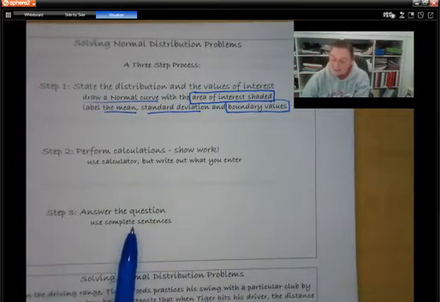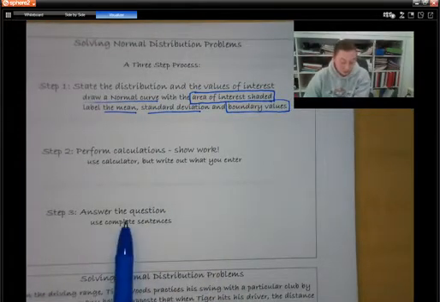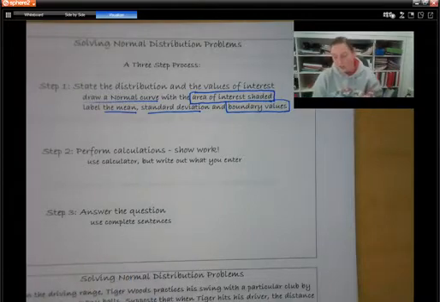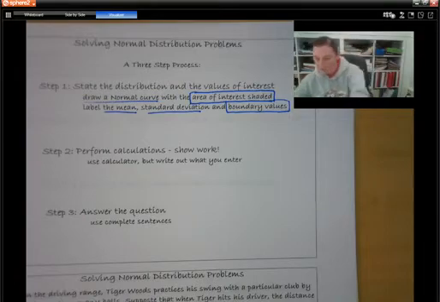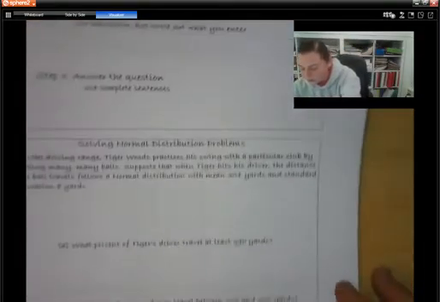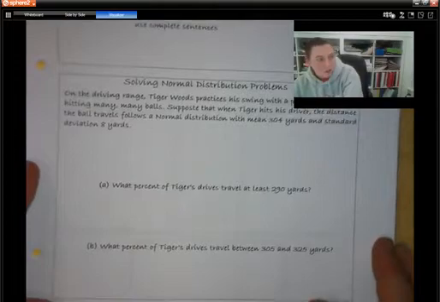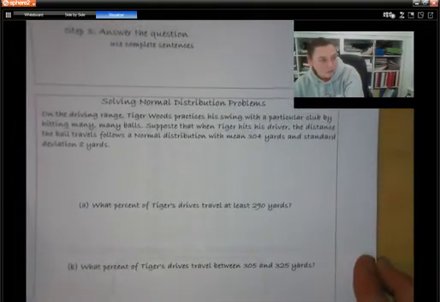And then step 3, answer the question, use complete sentences. Last time we were only finding a proportion or a percent. Now we're going to actually answer it like a story problem, so make sure that when you answer it, you write a complete sentence. So the first one that we are going to look at, I'll move it up in a minute after I read.